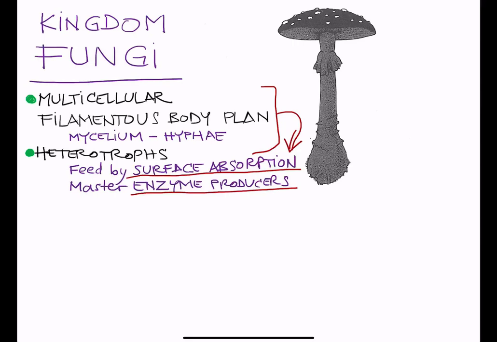So what do we mean by this filamentous body plan and being heterotrophic? Well, what they do is they feed by surface absorption. With all of these filaments in this massive mass, instead of all of our cells being clumped together in one giant clump like you and I, all of their cells are spread out in this mass of filaments. And so they have a massive surface area. And they're able to produce enzymes that they release from all of their hyphae. And they can break down the material that's in their environment and feed on that by absorbing it through their massive surface area.